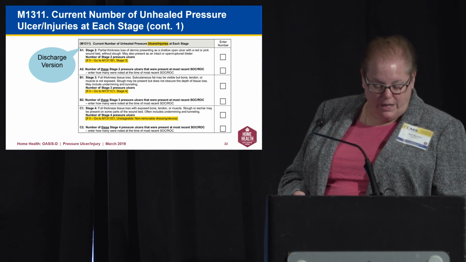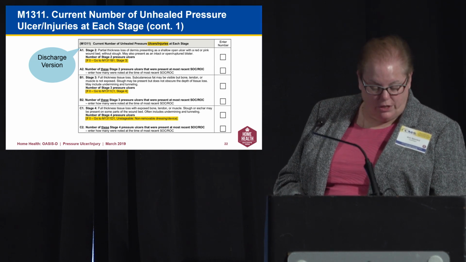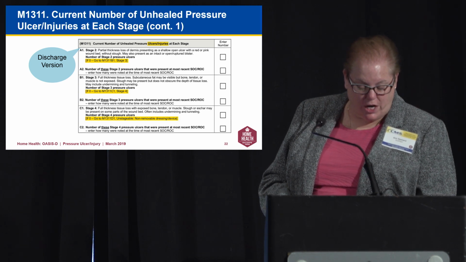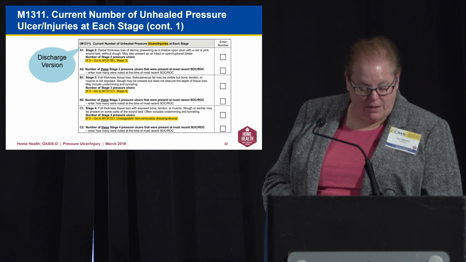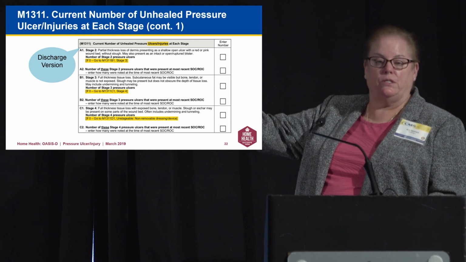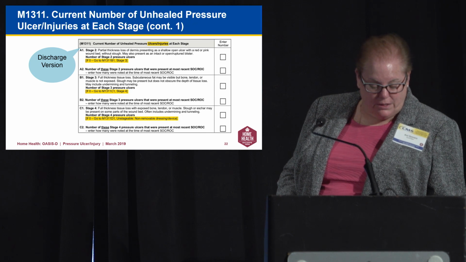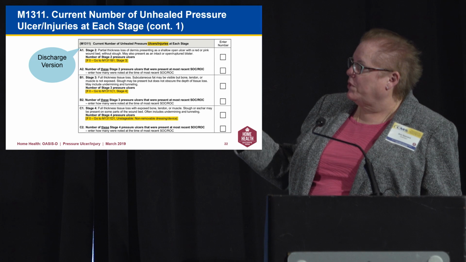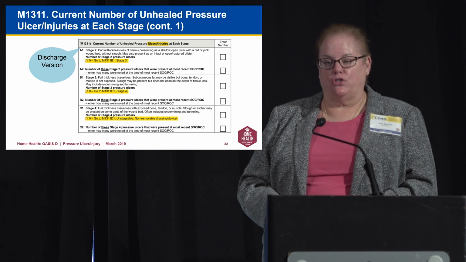So here again, you will say, in this first question here, stage 2, partial thickness loss of dermis presenting as a shallow open ulcer with a red or pink wound bed without slough, and may also present as an intact or open or ruptured blister. So it's giving you kind of the definition. What is a stage 2? So you don't have to go back and refer anywhere else. And then it's saying here, you would say in the first question is, what do I have now at discharge? Okay, so what do I have today at discharge?